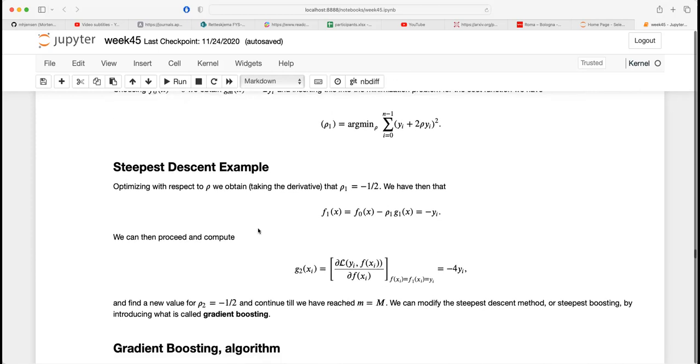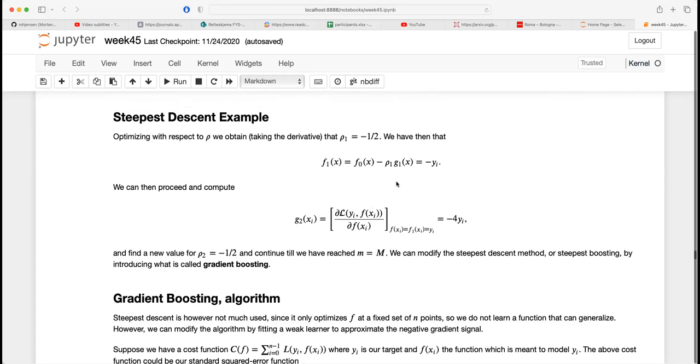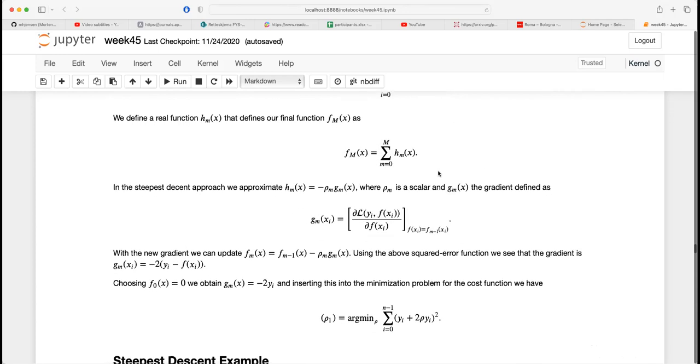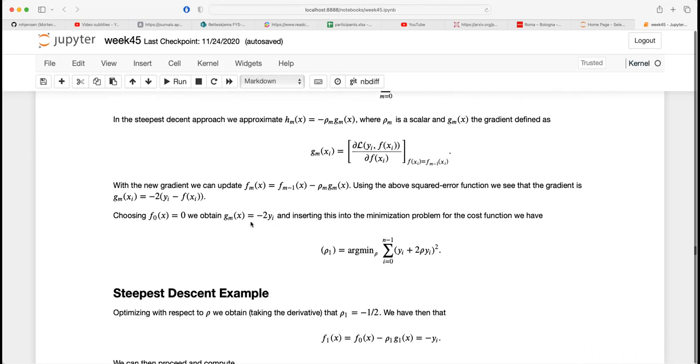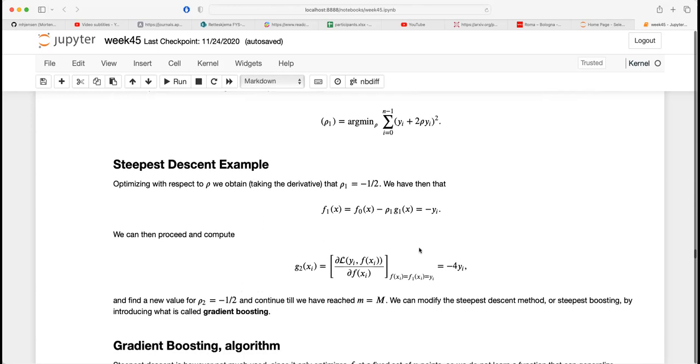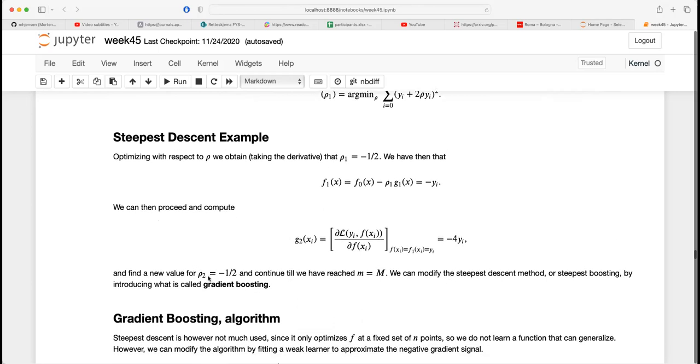So that means that if you take a simple case where you can take the derivative, if you now take this specific function here, you would have rho 1 of g1 equal to this minus y of I. This is following up the simple example which we see here, where we simply decided that g of m is equal to minus 2 times y of I. If you do that, in the next iteration, you will find that this is equal to minus 4 times y of I. And you would find a new value when you plug that one back again, where rho 2 is minus a half. And then you continue till you have reached m equal to the uppercase M.